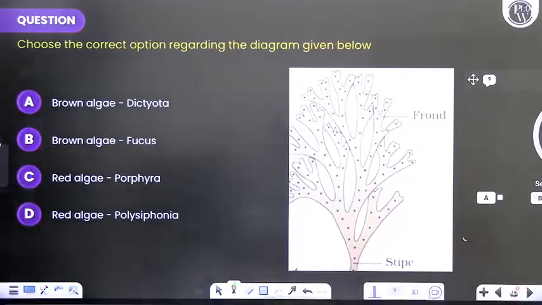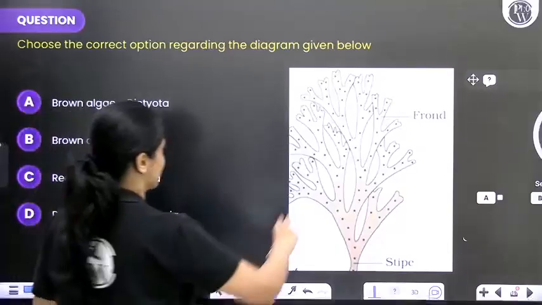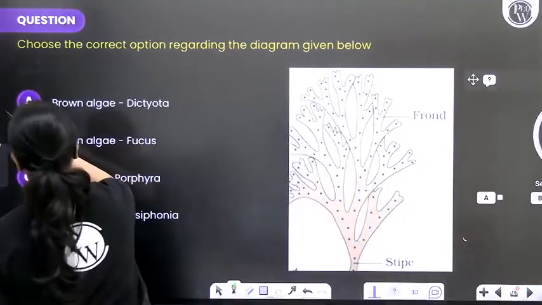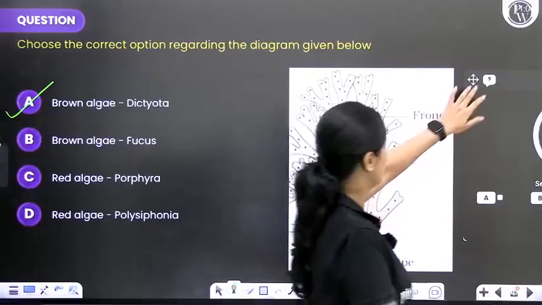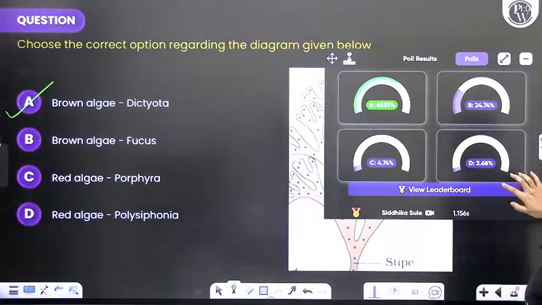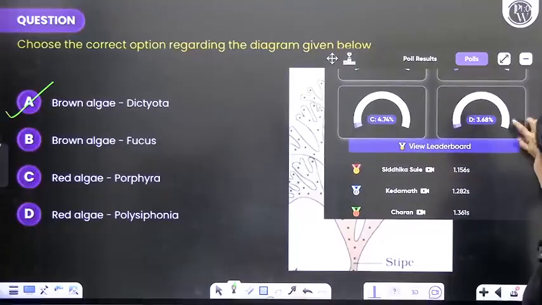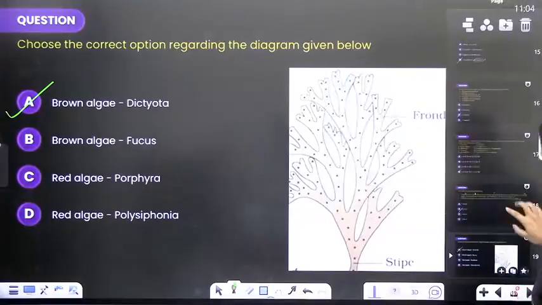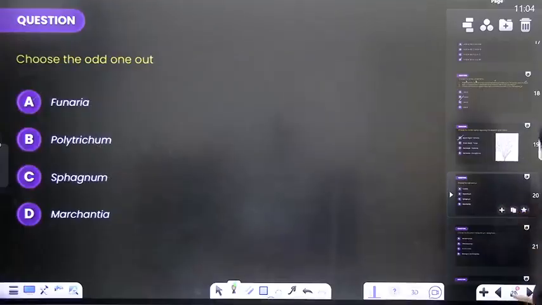Choose the correct option regarding the diagram given below. What you're seeing here is dichotomous branching. This is Dictyota, it's a brown alga. Option A is the correct answer. 67%, Siddhika, Kedarnath, Charan, top 3. Okay, next question.